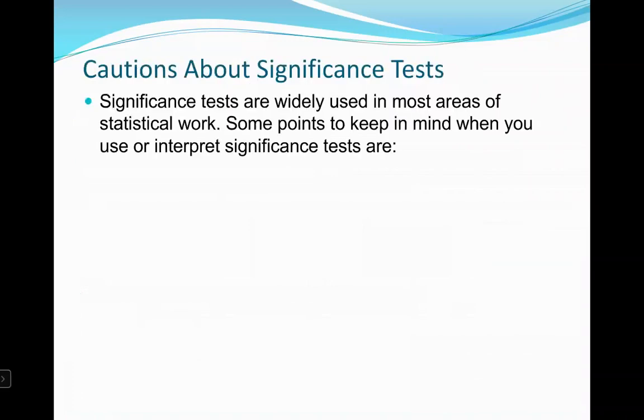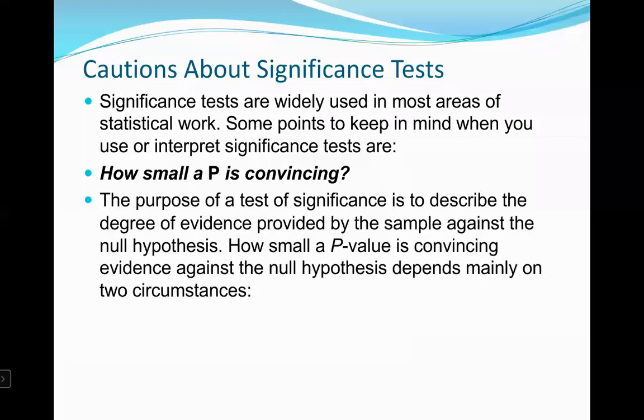Cautions about significance tests. Significance tests are widely used in most areas of statistical work. Some points to keep in mind when you use or interpret significance tests: how small a p is convincing? The purpose of the test of significance is to describe the degree of evidence provided by the sample against the null hypothesis. How small a p-value is convincing evidence against the null hypothesis depends mainly on two circumstances.